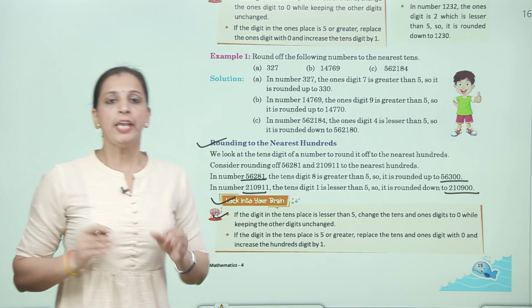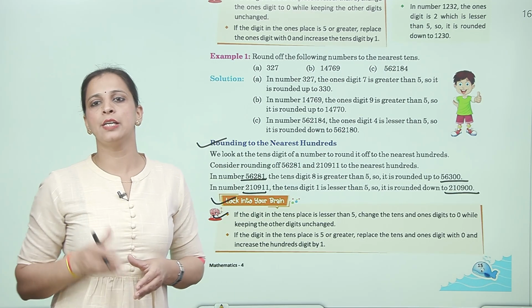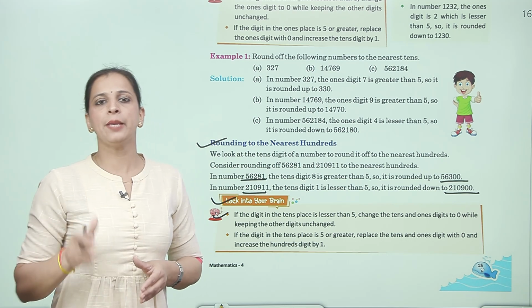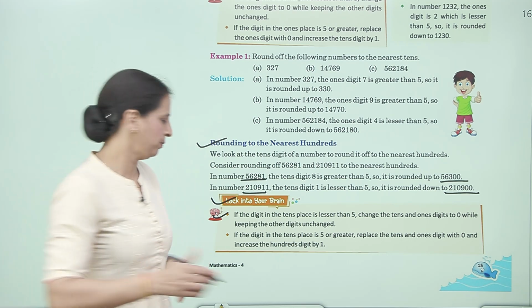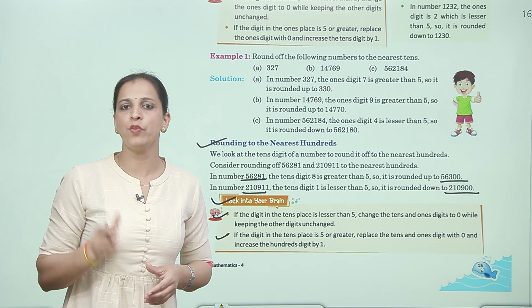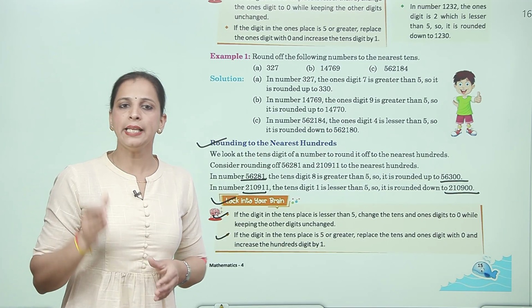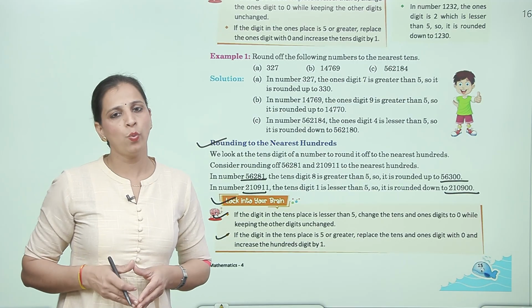First, if the digit in the tens place is lesser than 5, change the tens and ones digit to 0 while keeping the other digits unchanged. Next, if the digit in the tens place is 5 or greater, replace the tens and ones digit with 0 and increase the hundreds digit by 1.